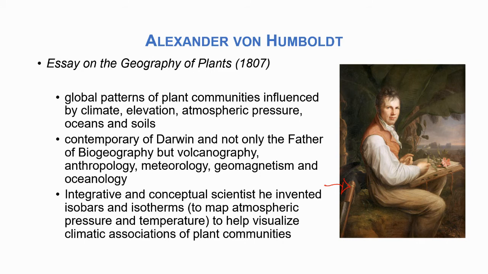So the big thing of Humboldt is he brought understanding of the diversity of plants as you go from lower elevations to higher elevations, and built on some of the ideas that other people had of diversity going from the equator, being high at the equator, and getting lower as you move either towards the North Pole or the South Pole. He was integrative and a conceptual scientist.